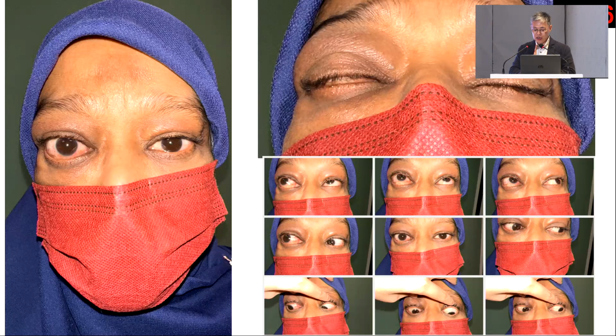And so, look at the limitation of movements in a number of different directions. Okay, this is unilateral proptosis with thyroid eye disease and the lid retraction. Now, you say, where's the lid retraction? Well, the inferior lid is retracted, right? And that's actually one of the signs that we sometimes miss, the inferior lid retraction.